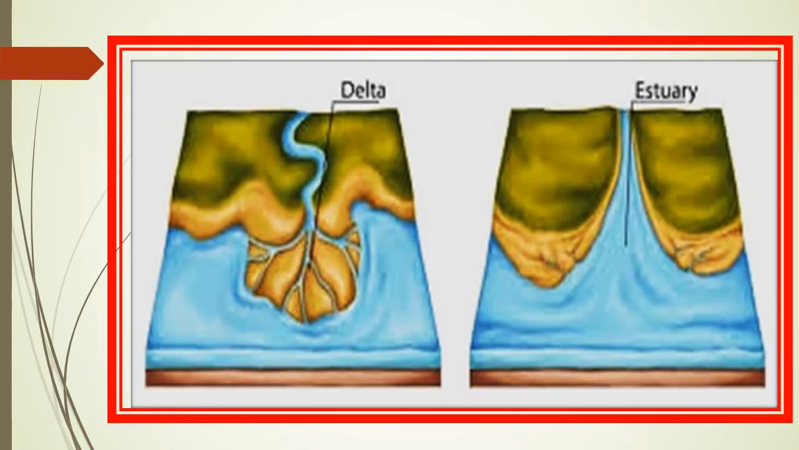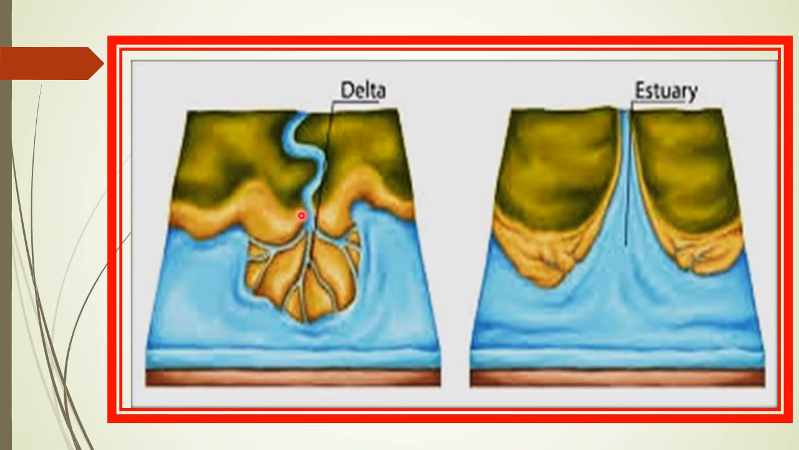Now children, let us have a look at the difference between delta and estuary. As I told you, most of the east flowing rivers from the Western Ghats form a delta, and they travel a long distance. So when they travel a long distance, they carry a lot of sand and silt with them and it gets accumulated at the mouth of the river, and they are unable to flow into the sea. So they form distributaries and channels, finger-like projections, and then they empty out.